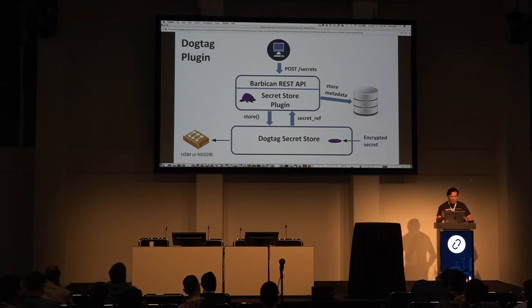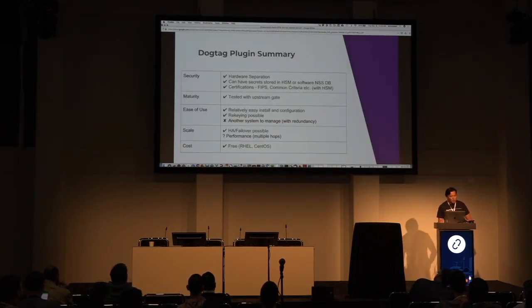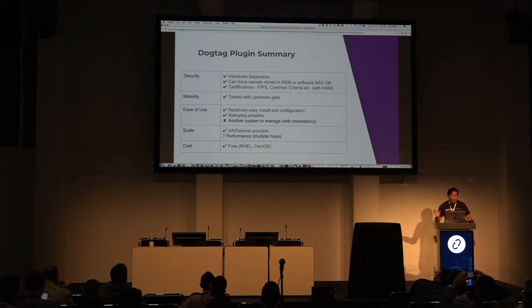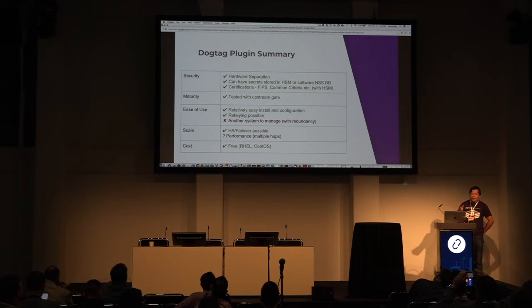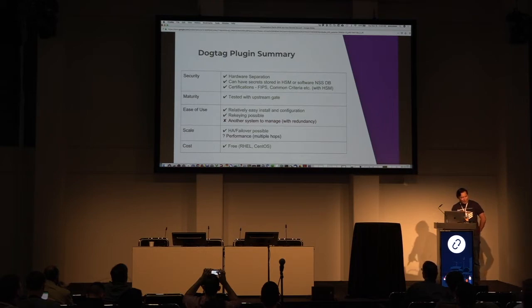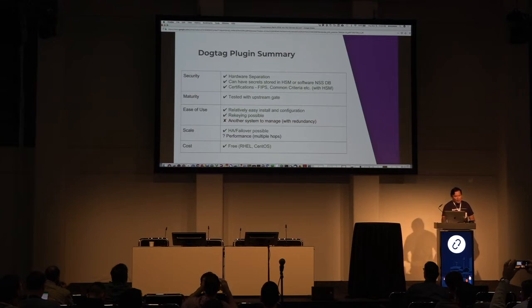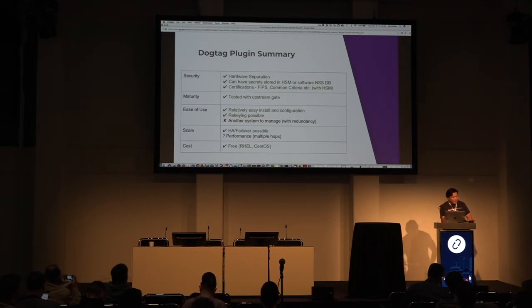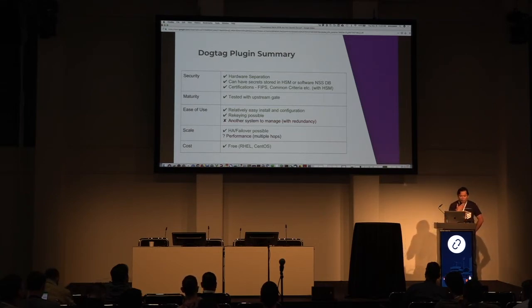So let's see what that looks like. Again, great security, hardware separation. You can store it either in an HSM or you have software. So you've got sort of a higher cost and a lower cost solution as well. Dogtag itself, when you use it with an HSM, has FIPS and Common Criteria and various types of certifications. It is tested with the upstream gate. It's been around for a while now, and it's tested every time you have a patch there. It's relatively easy to install and configure. Rekeying, of course, is very possible.